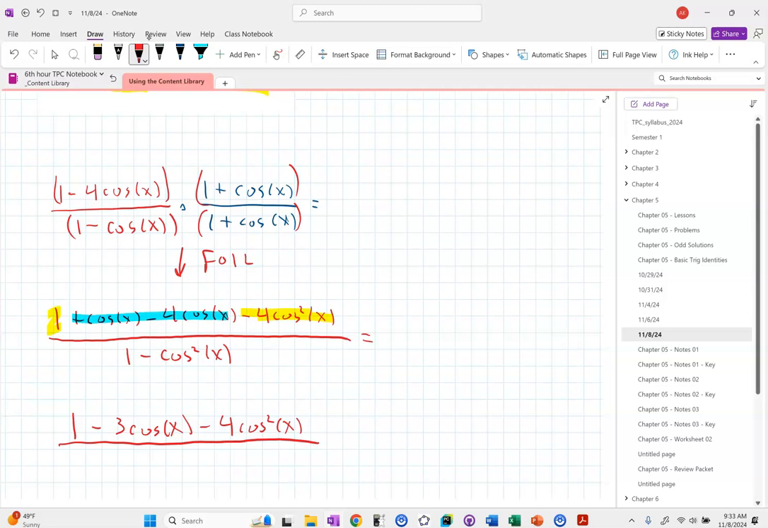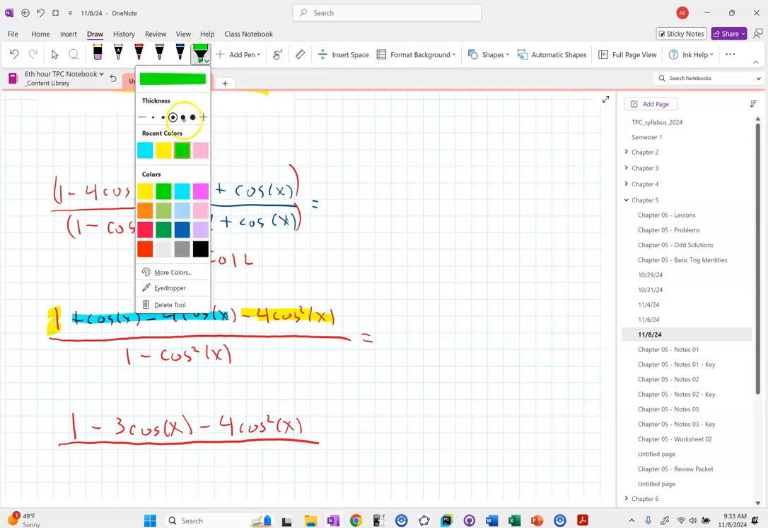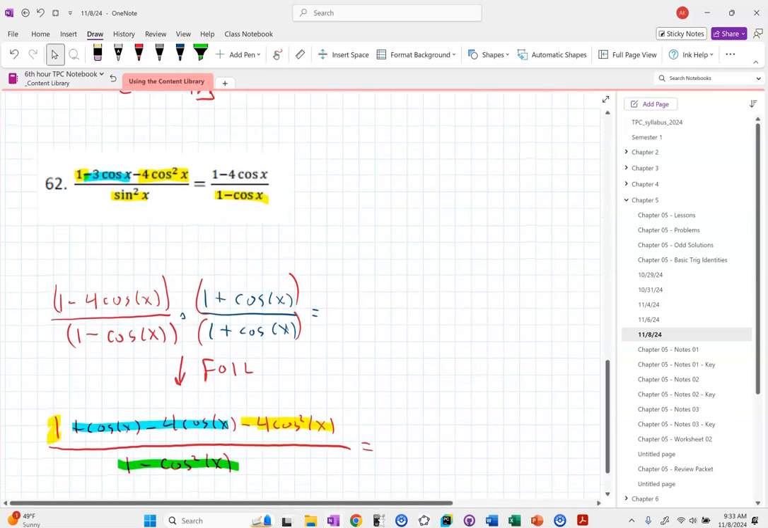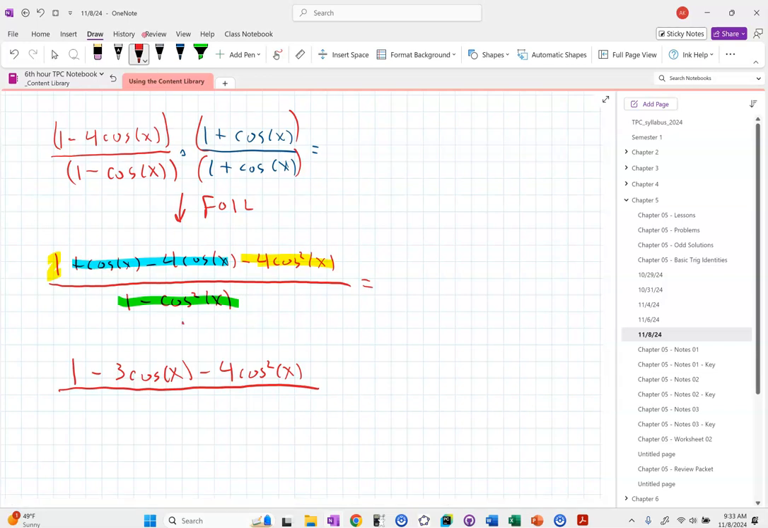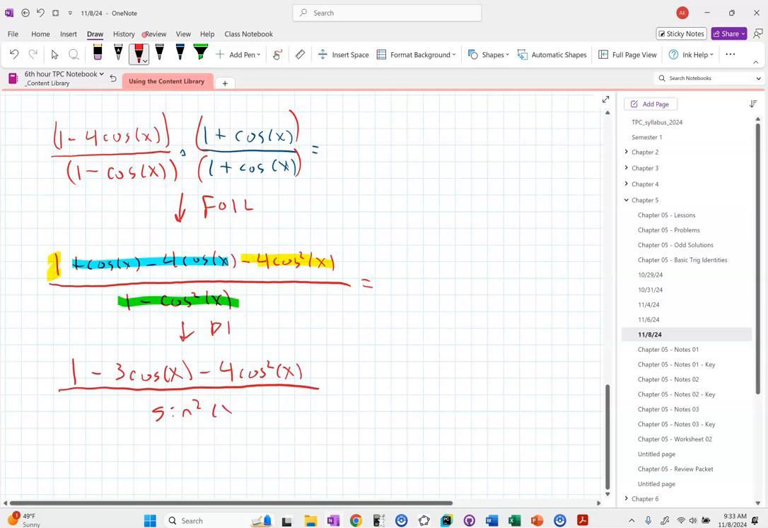Ava, still doing good? Okay. Next thing I'll do is I'll look at the denominator. So I have 1 minus cosine squared. I need to get sine squared. Well, I recognize that guy. That's just P1. So I'm done.